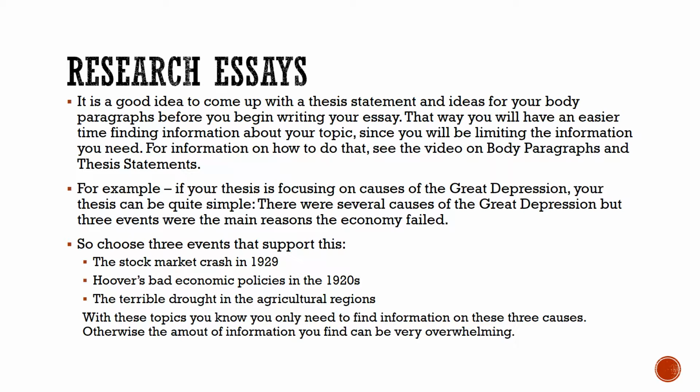We just want to look at 3 major events that we know a little bit about from the information we learned in class. So the stock market crash of 1929 is one reason. Hoover's bad economic policies in the 1920s were another reason. And the terrible drought in agricultural regions in the South-ish and across the Midwest were another reason.